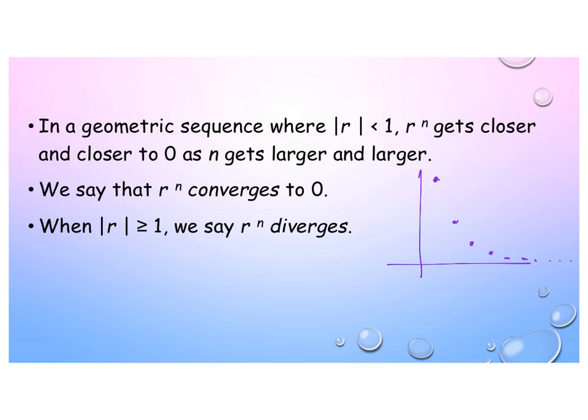If it's greater than 1, it diverges, because what's going to happen is it's going to go up like this. It's basically an exponential.